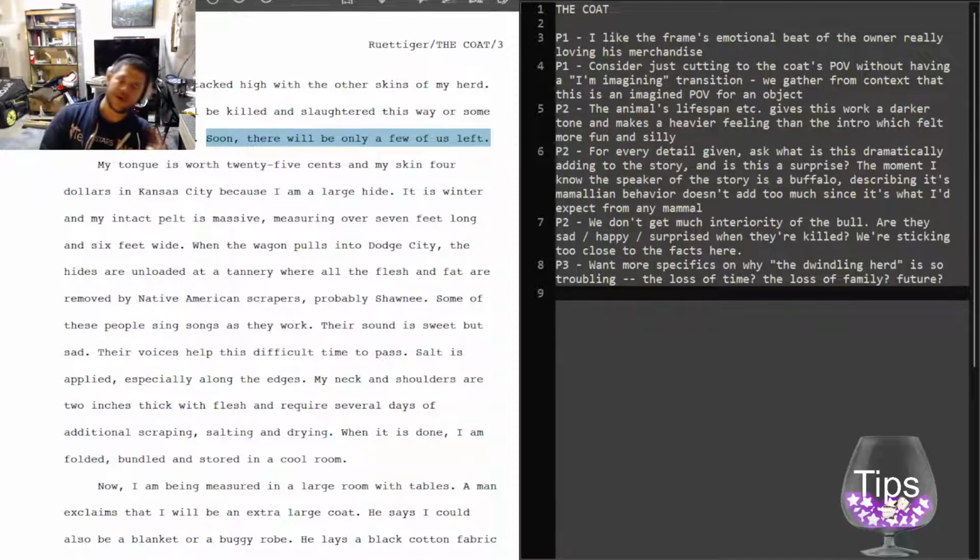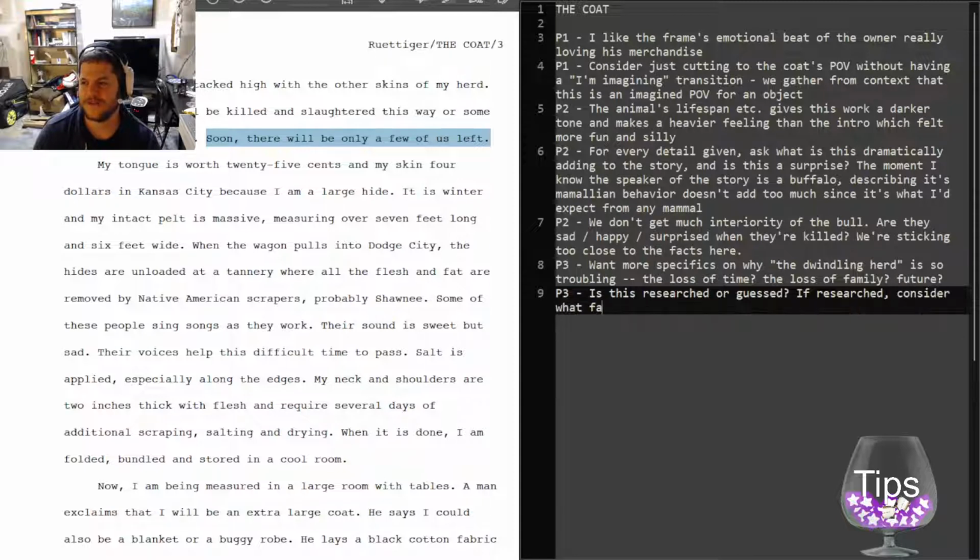So, to some degree, I don't know how much of this is historical. Did you do the research to say, okay, this was worth this much at this time, or is this researched? If researched, consider what facts are valuable to the drama and what could be cut.